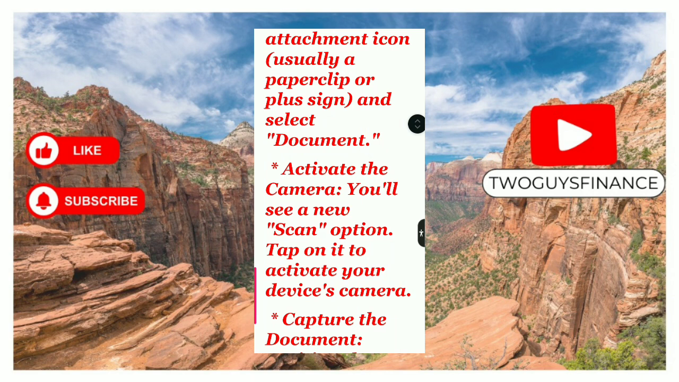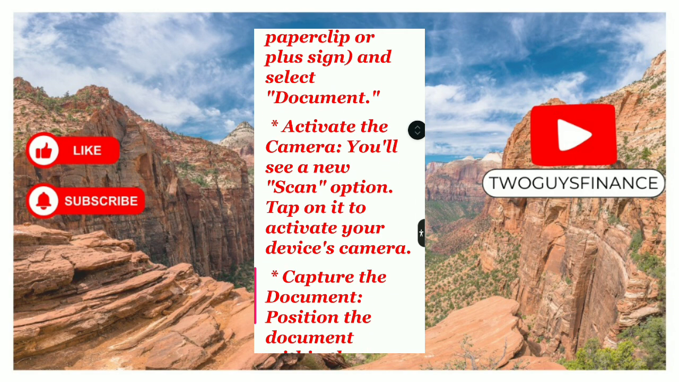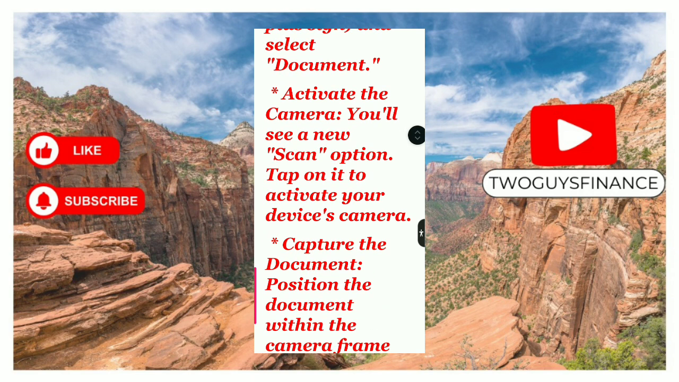Activate the camera. You will see a new scan option. Tap on it to activate your device camera. Now if you do not see the scan option, like in my case that option isn't there, you need to update your WhatsApp to the latest version. And if you still do not see it, it means that you just need to give it some time. Be patient. WhatsApp is just rolling out this feature to get to you soon.